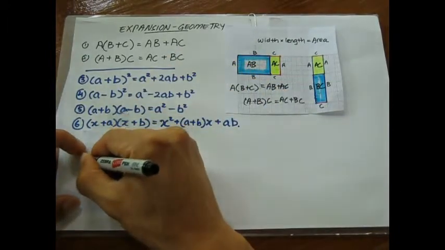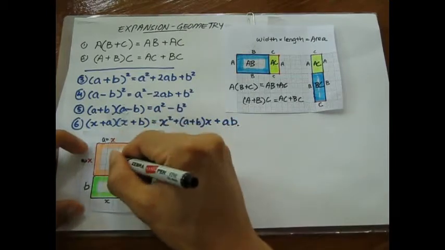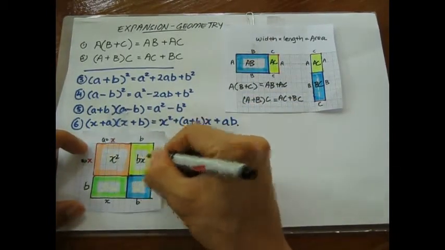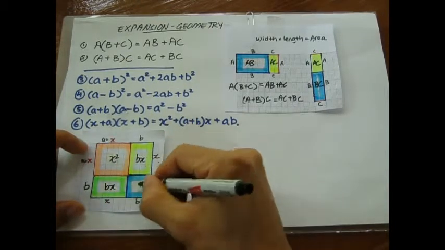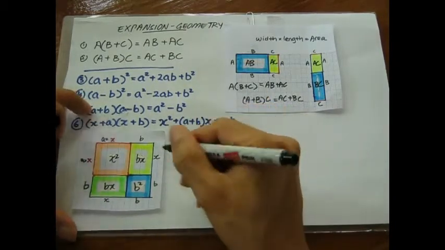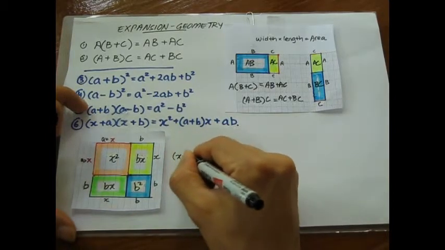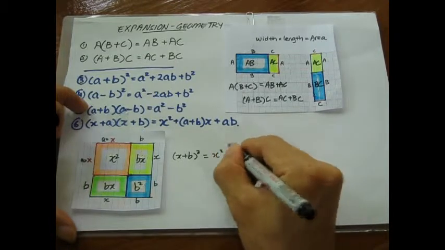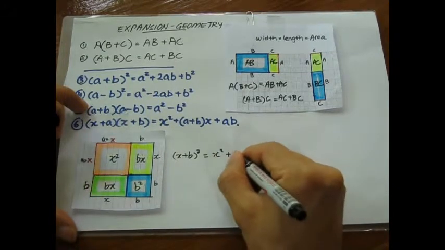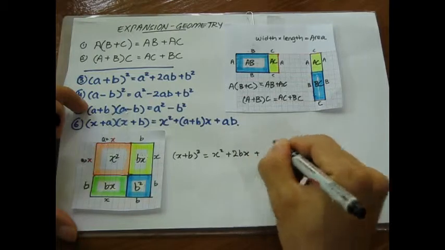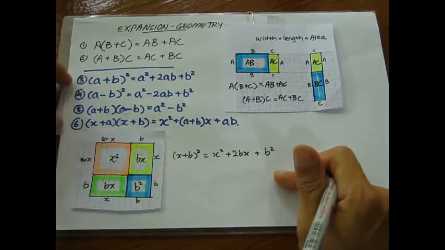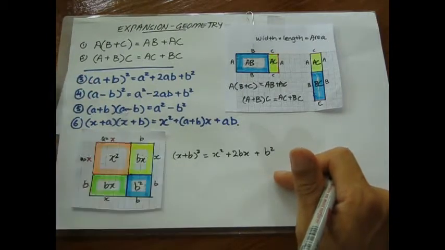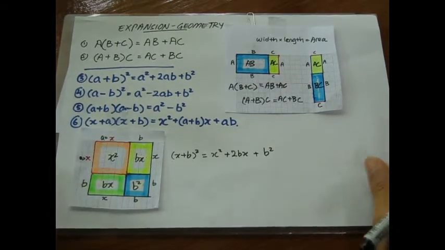So this one becomes x squared, and here is bx, and here is bx, and here is b squared. So the total area, x plus b everything squared, becomes x squared plus 2bx plus b squared. Thus, this is exactly the same as 3 if I replace A by x.